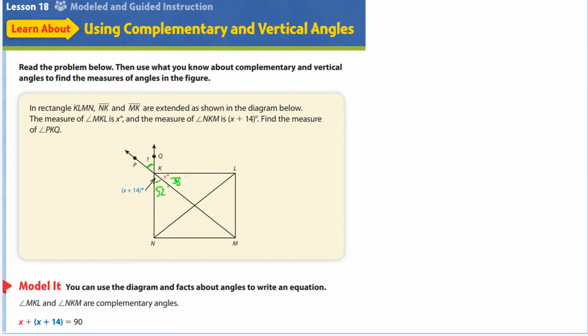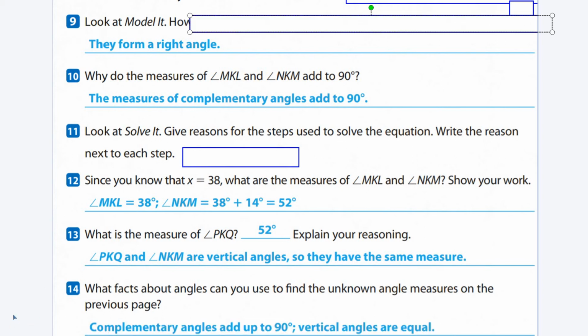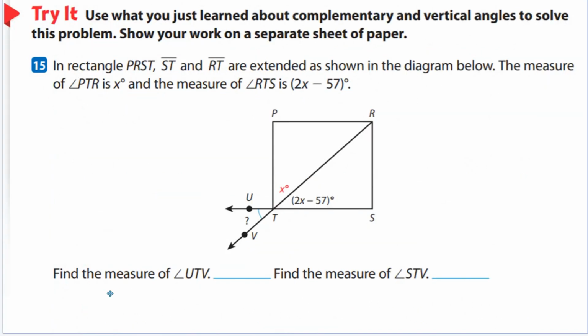Okay? And lastly, what facts about angles can you use to find the unknown angle measures on the previous page? Well, we know the complementary angles add up to 90 degrees and vertical angles are equal. Now you're going to try it. Use what you just learned about complementary and vertical angles to solve this problem. Show your work on a separate sheet of paper.